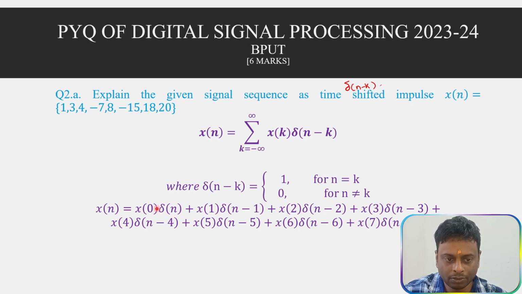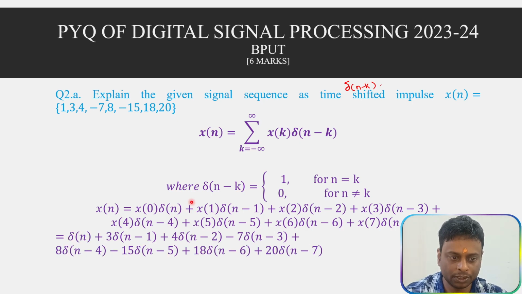So what is x of 0? x of 0 equal to 1. Similarly, x of 1 equal to 3, x of 2 equal to 4, x of 3 equal to minus 7, and likewise x of 7 equal to 20. Just put the input values in. So you can see this is the answer.